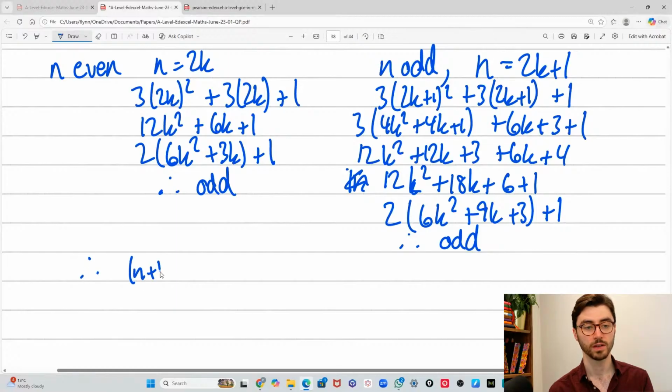Therefore, I'll just write the concluding statement. Therefore, this thing minus this thing, odd for all n, given that all n are either even or odd.